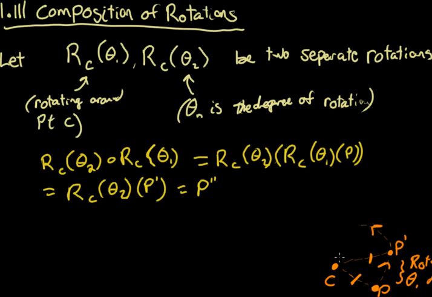And we're just going to pretend this rotation's in the positive direction. And we get to some kind of point here that is also that same distance from point C, which is point P prime prime. And this is rotated by theta sub 2 degrees.